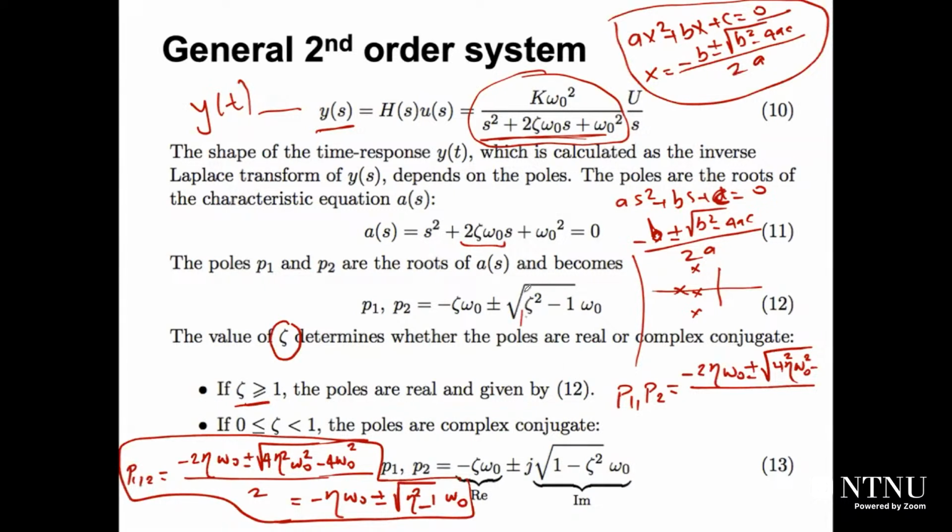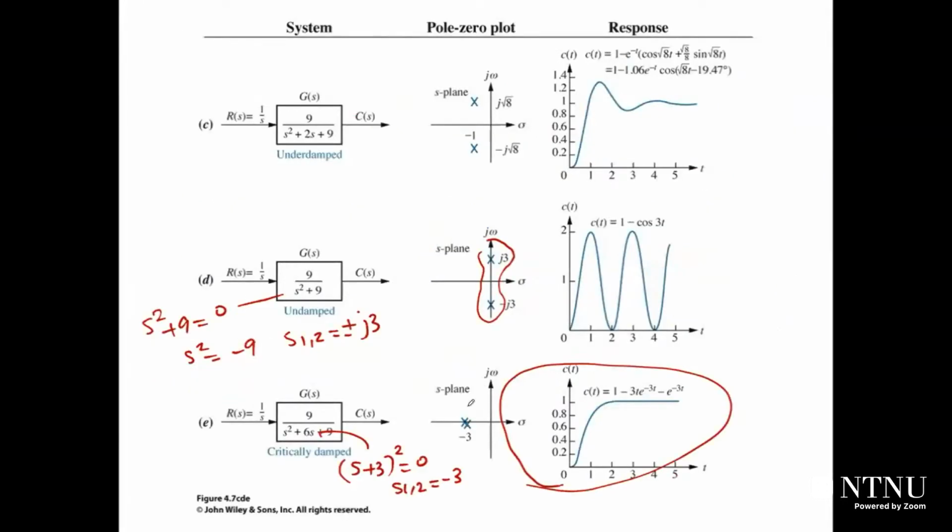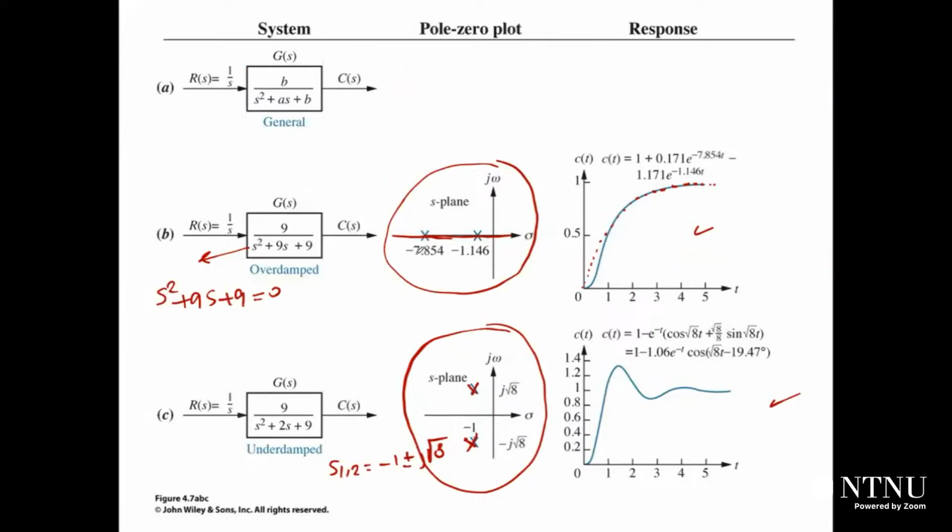I mean, because that one, square root of zeta square minus 1. If zeta square minus 1 is greater than or equal to 0, it means zeta square is greater than or equal to 1. And in this case, this square root will be positive. So the square root will be just a real part, not an imaginary part. When it is the real part, what will happen? Your poles will be located on the real axis. So it will be real and repeated, which means that your system response will be critically damped, or it will be overdamped, right?